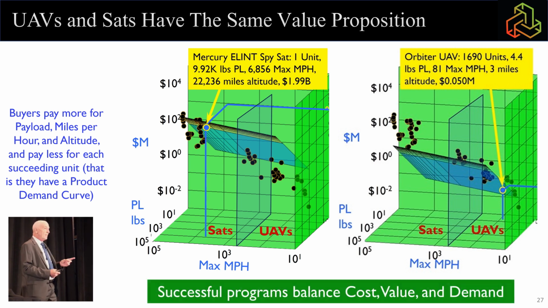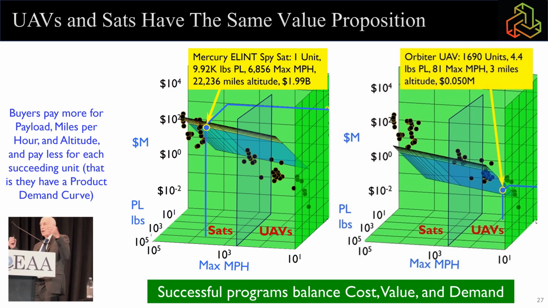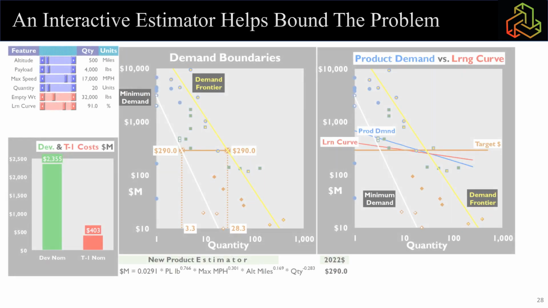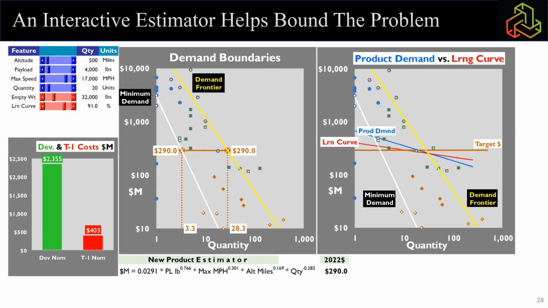Well, it's a cost group. I submit that successful programs need to balance cost, value, and demand. And so what you can do once you get all this data is assemble it all together into an interactive estimator. This one's going to be built in Excel to bound the problem. So again, the equation, you see this below the mid-grade chart, this equation explains the value of the satellites. And so what I've done here is I've got this equation and I've put those independent variables up in the left-hand corner.